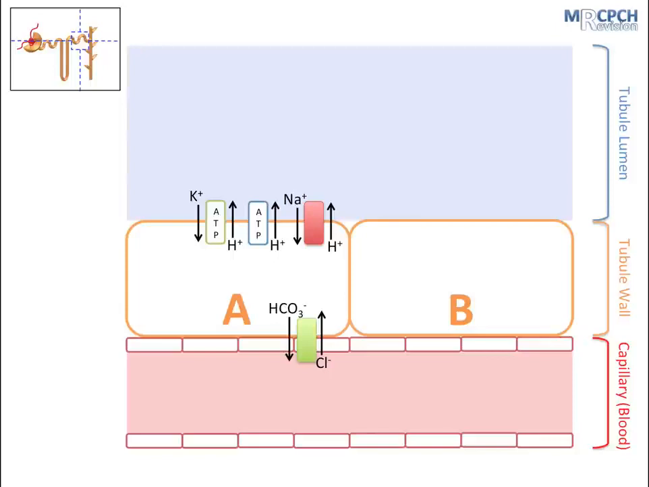So here you can see that in the type A cell, we can secrete the protons generated by the carbonic anhydrase into the urine in exchange for sodium, or potassium, and it can be actively transported across on its own. And just like in the proximal convoluted tubule, the bicarbonate is exchanged for chloride and reabsorbed. So type A intercalated cells are active when we're in a state of acidemia in the blood and want to be rid of excess protons and retain bicarbonate.